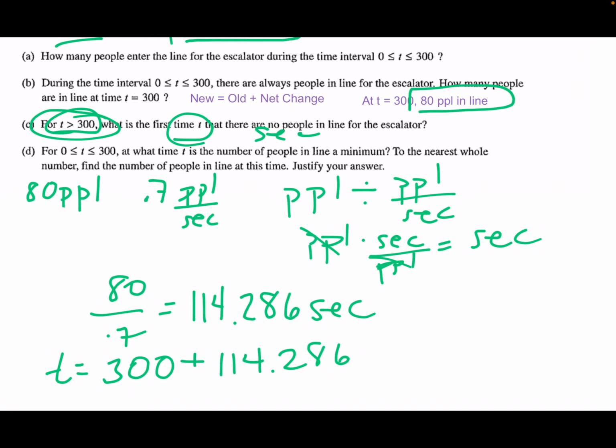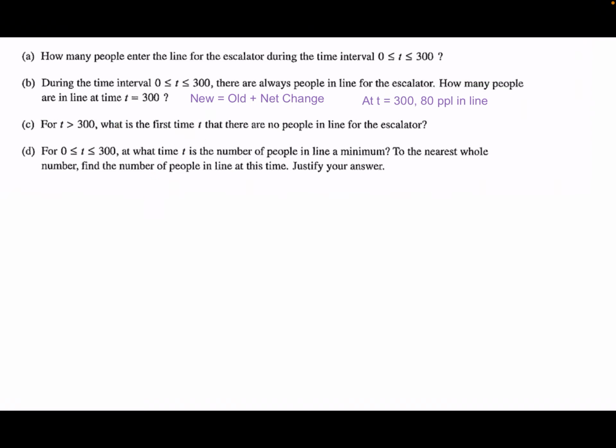All right, moving on to Part D. Part D is just your classic optimization problem that you guys have seen for all of these, all of the rate in minus rate out problems. They require you to write a general formula for the amount of whatever it is at time t, so a general accumulation function for the number at any time t. So it says, when is the number of people in line a minimum?